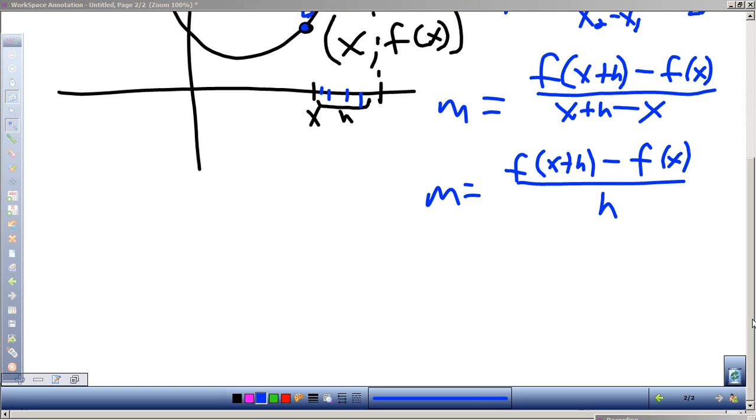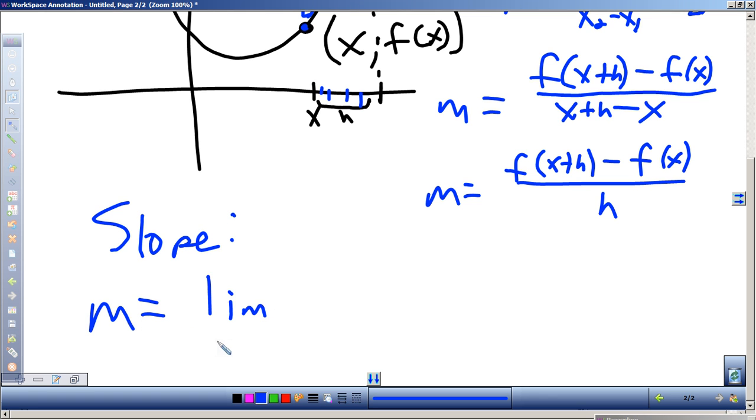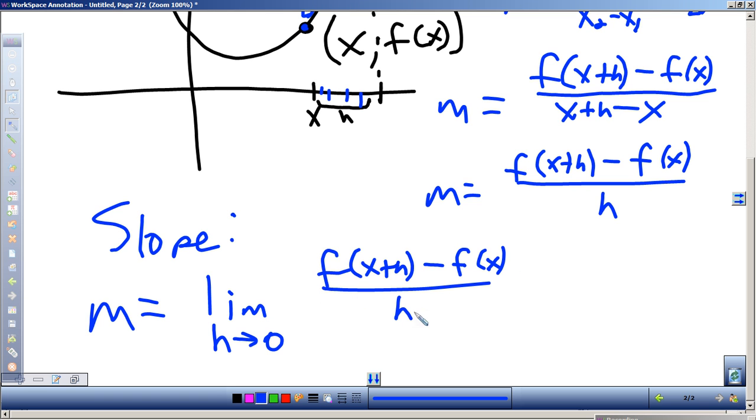So this is the important thing. Our definition of slope, and this is a more general one than what you learned. So remember in Algebra 1, maybe Algebra 2, you learned y2 minus y1 over x2 minus x1. This is even more general, that can be used in more cases. M, so I'm going to put slope. So this is your new slope formula. The limit as h goes to 0 of f of x plus h minus f of x all over h.